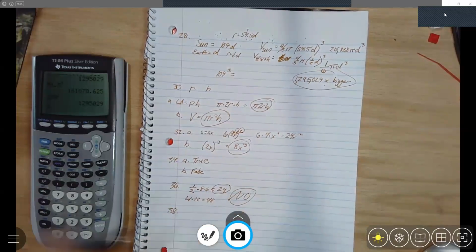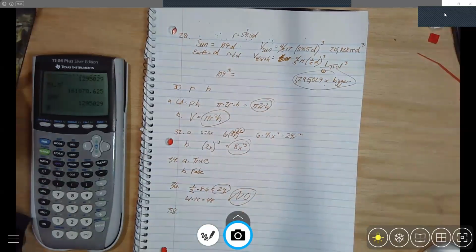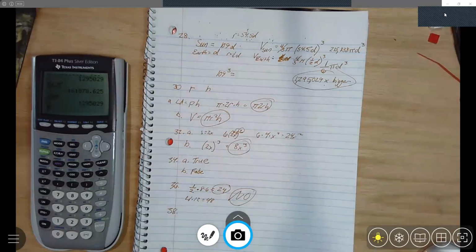38. How much paper is needed to make a cylindrical paper cup with a base diameter of 10, height 12?